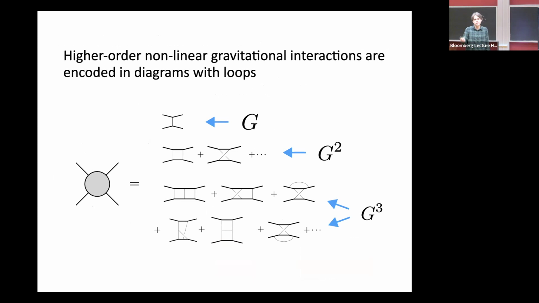So for instance, you see that here, the two loops we have already. I think I didn't draw any diagrams. You can see this. So the thick lines are the massive particles, the thin lines are the gravitons, and they interact among themselves. So we see that kind of GR kicks in.